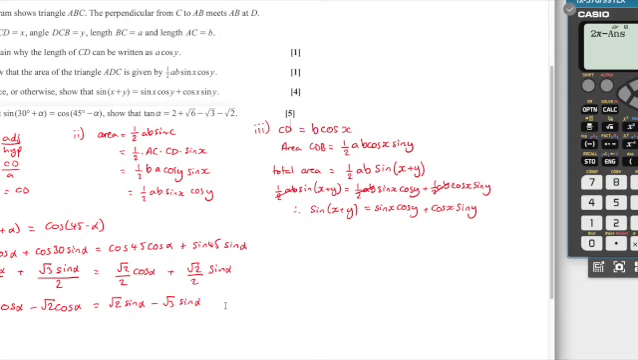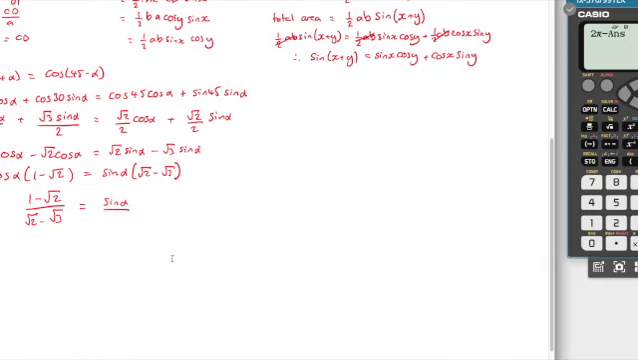Let's take factors out, so I've got cos alpha times 1 minus root 2 is equal to sine alpha times root 2 minus root 3. Divide by cos, divide by root 2 minus root 3, so 1 minus root 2 over root 2 minus root 3 is sine alpha over cos alpha. That's obviously tan alpha, which is good.